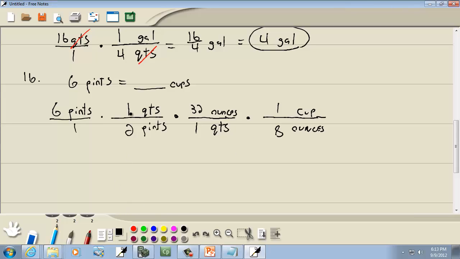So this would not work very well at all with a proportion. Now here we got pints, so that's going to cancel with that pints. Here we got quarts, that's going to cancel with those quarts. Here we got ounces, and that's going to cancel with those ounces. Now multiply across. 6 times 1 is 6, times 32 is 192, and 192 times 1 is 192. Down below, 1 times 2 is 2, times 1 is 2, times 8 is 16. So we got that many cups. Okay, now this reduces.